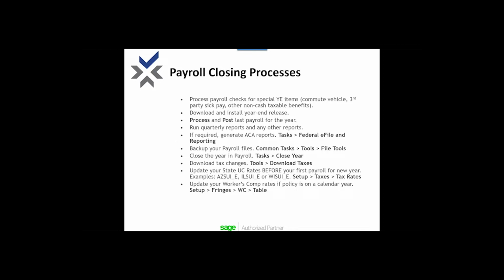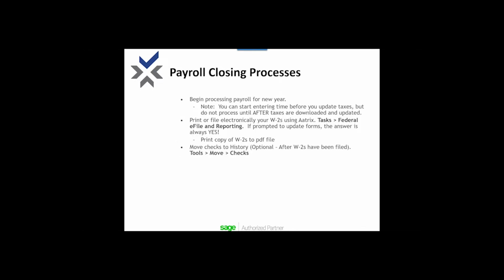Sage has no clue what your state unemployment rates are. So you're going to manually update your state unemployment rates once you get those new tax rates, as well as any workers' comp rates that you need to change. So you'll do that manually as well.